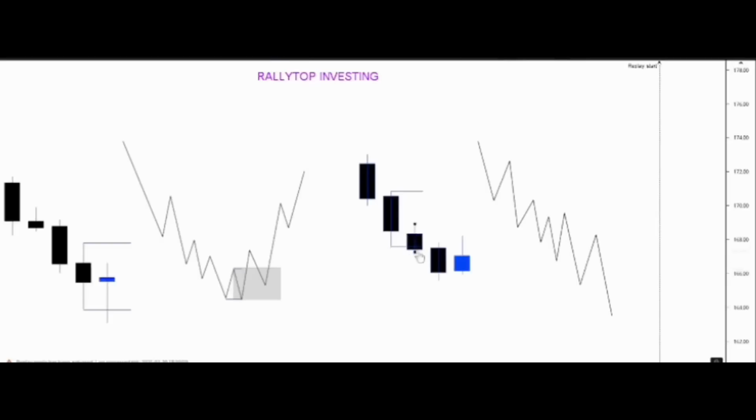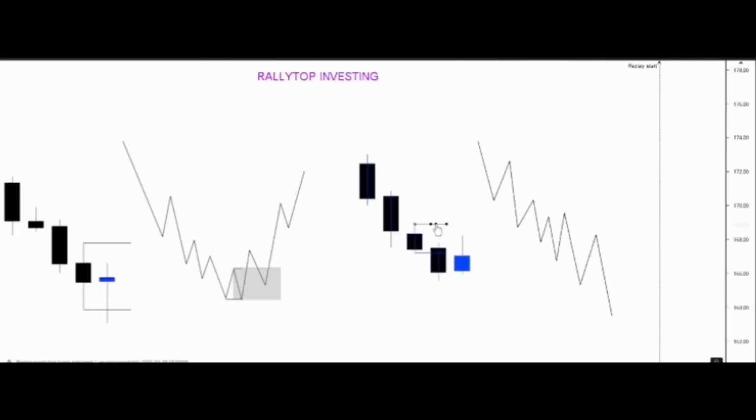So you sit on your hands here. Now the next day, this candle was printed. Mark out the high and the low, and that's that. And as you can see, this candle, the next day's candle, closed below it. We don't need that to happen. But look at what happened here.